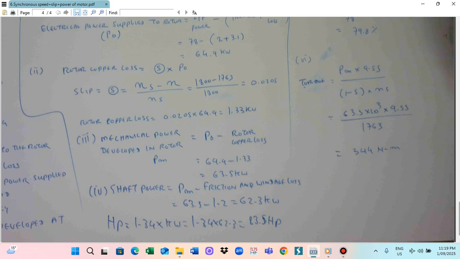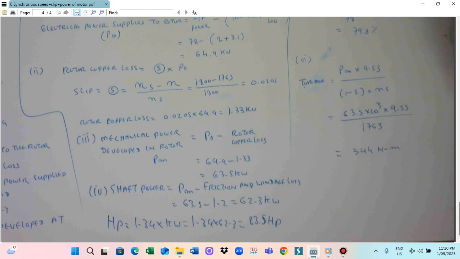So firstly, we need to calculate the mechanical power developed in the rotor, PM. PM is P0 minus the rotor copper loss. So P0 is 64.9 minus 1.33, and then you get 63.5 kilowatt. So the mechanical power developed in the rotor is 63.5 kilowatt.